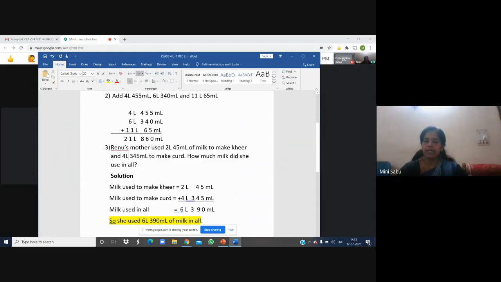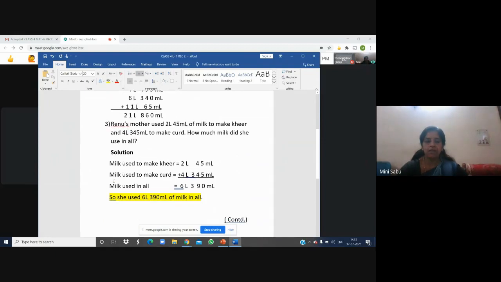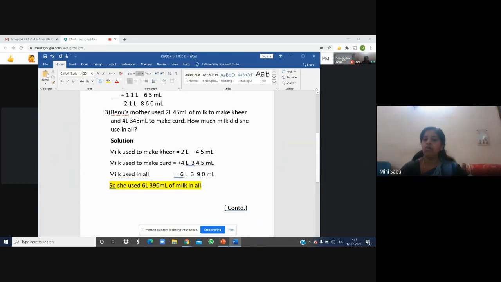Now here, since it is a problem solving sum, I have prepared steps for you. Milk used to make kheer, it is 2 liter 45 milliliter. Milk used to make curd, 4 liter 345 ml. See how I arrange the numbers according to the places. Then we have to add them. Then we will get milk used in all.